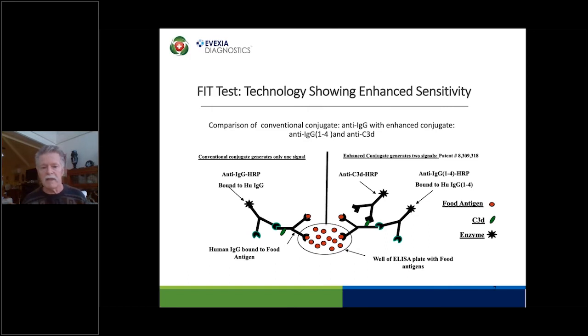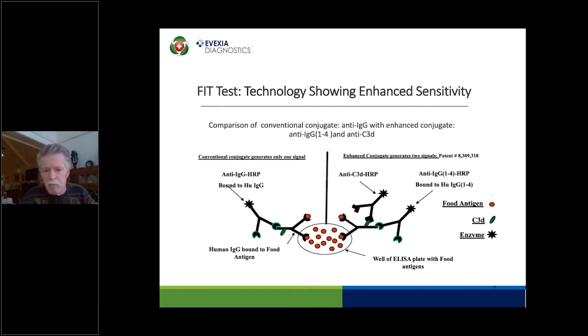So think about that as you generate one signal. You generate one signal for the IgG only. Now, contrast that with the right-hand side. What we devised and patented was an enhanced conjugate. So we took advantage of the fact that the antibody binds to the plate, and that's the IgG 1 through 4, and we can detect it, anti-human IgG 1 through 4 HRP. So we get one signal.